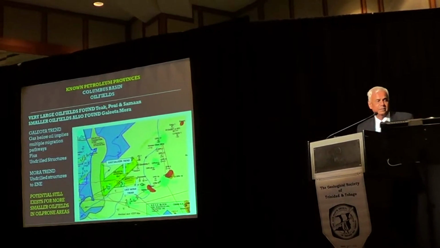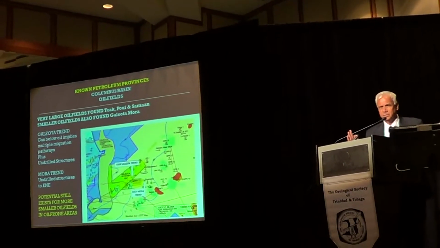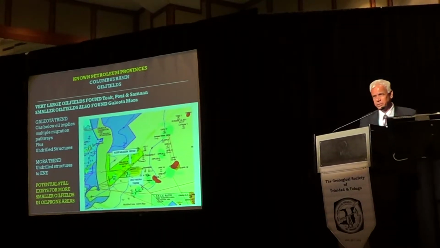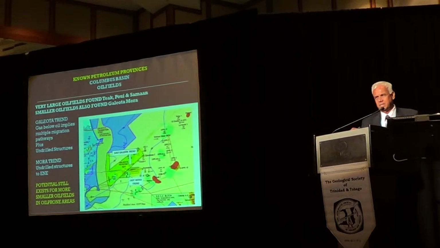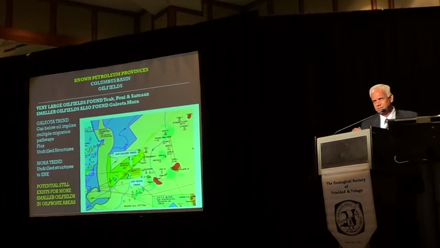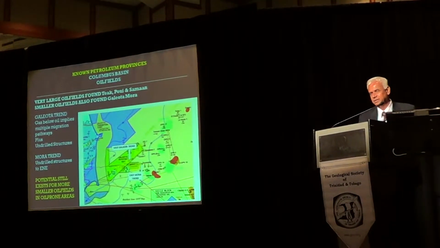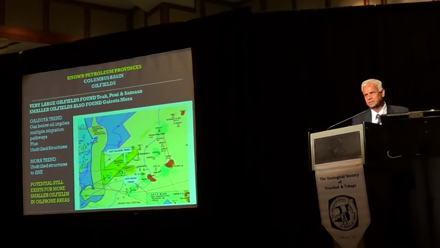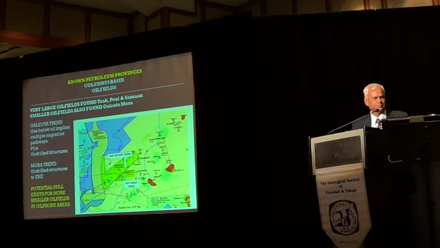In the Galeota trend, what they found was oil and then gas below. What that implies is they went through a thrust and got into another migration pathway. So below the gas and condensate, I would expect to find somewhere residual oil which is feeding the fractionation. Okay.